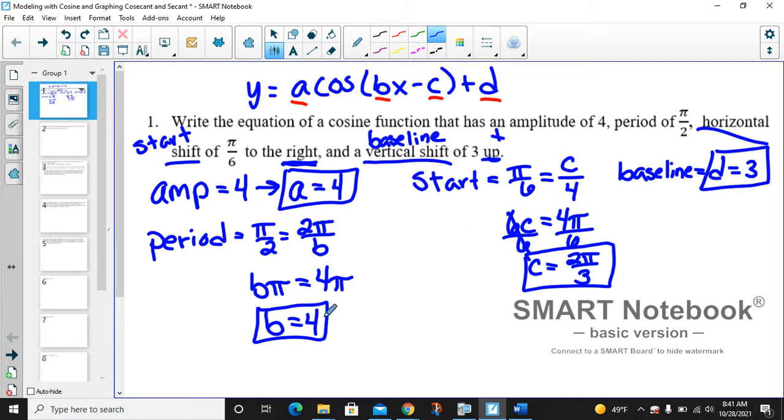So now we have our a, our b, our c, and our d. So we just go ahead and plug it into our standard form of cosine up here. And our final answer is going to be y is equal to 4 times the cosine of 4x minus, of course the minus is built in here, our c is 2 pi over 3, and then that's all going to be plus 3.